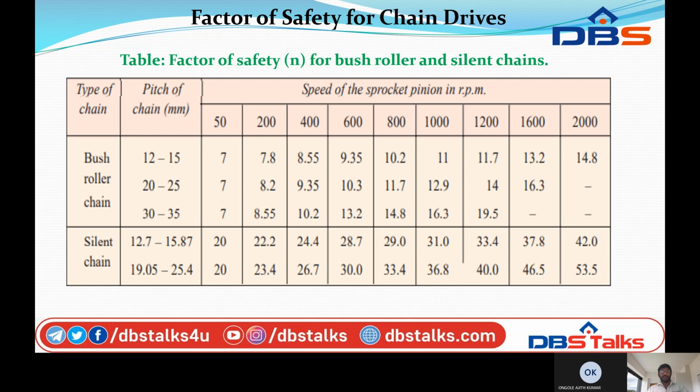Speed of the sprocket pinion is increased in the range 50, 200, 400, 600, 800, 1100, 1200, 1600, 2000. So the speed of the pinion will be increased in the range between 50 to 100, 400, 600. So coming to the bush, the speed is 7, 7.8, 8.55, 9.35, 10.2, 11, 11.7, 13.2, 14.8.